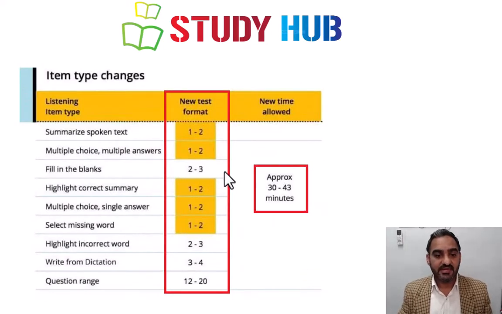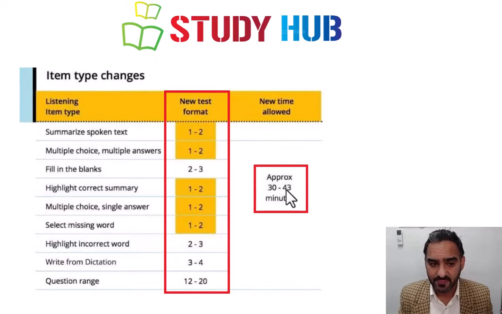In listening there are 8 types of questions, and you get around 30 to 43 minutes. So minimum 30 minutes, maximum 43 minutes. And that big difference of 13 minutes is just because of that summarized spoken text, which is a 10 minute question. If you get 1, it will be 30 minutes. If you get 2, it could be around 43 minutes. So the very first question in the listening section is summarized spoken text, 1 to 2 questions.